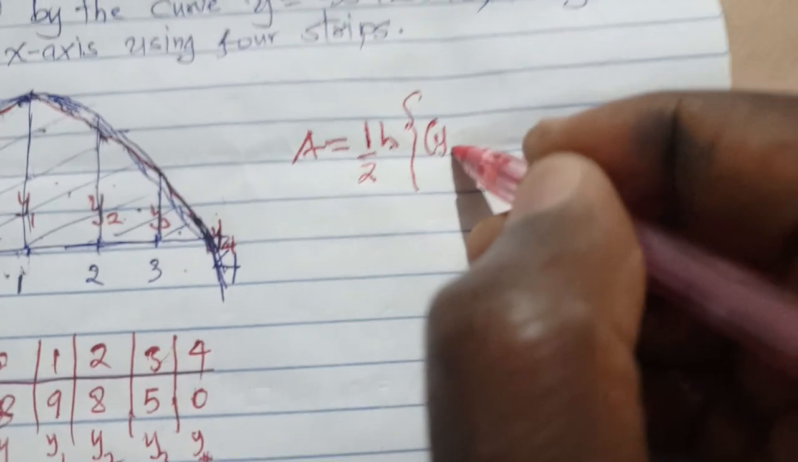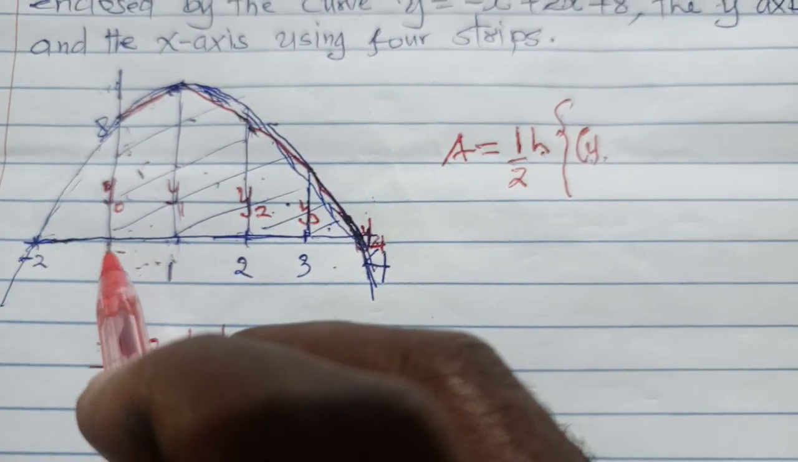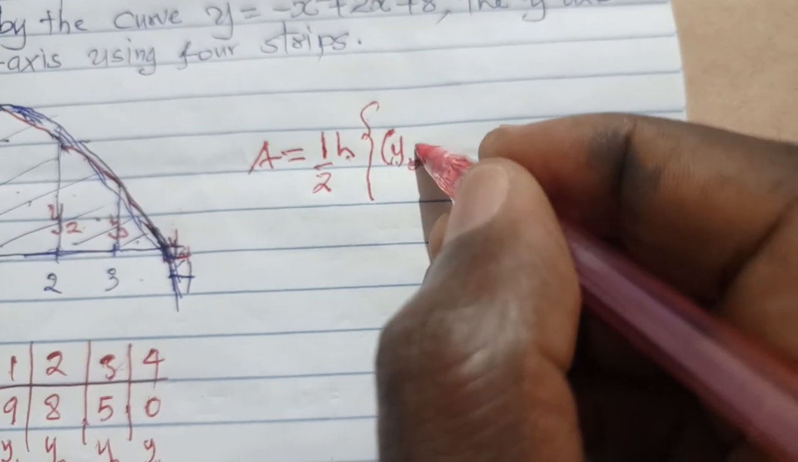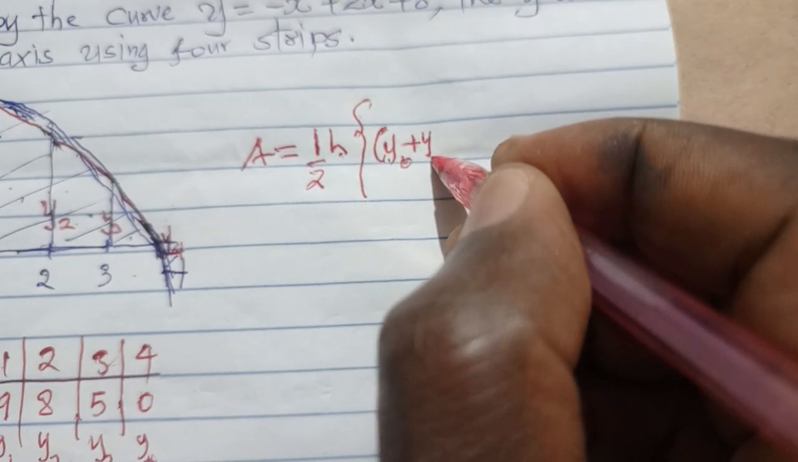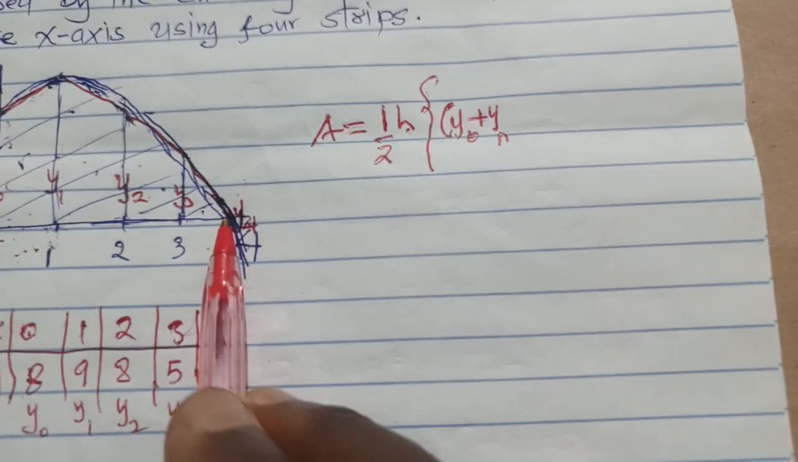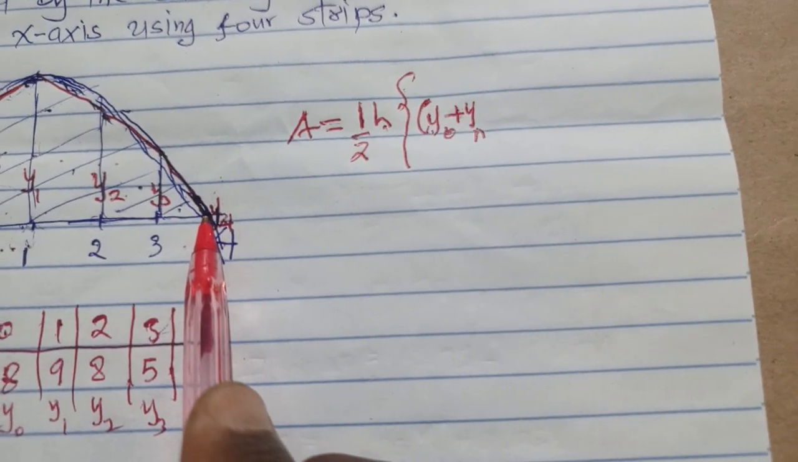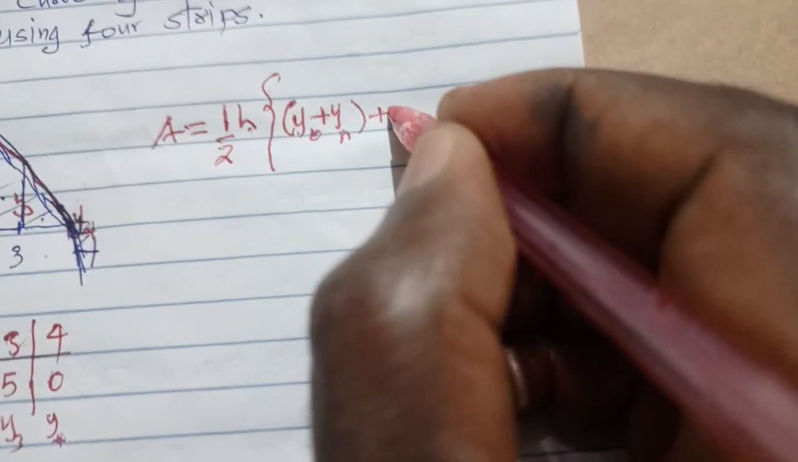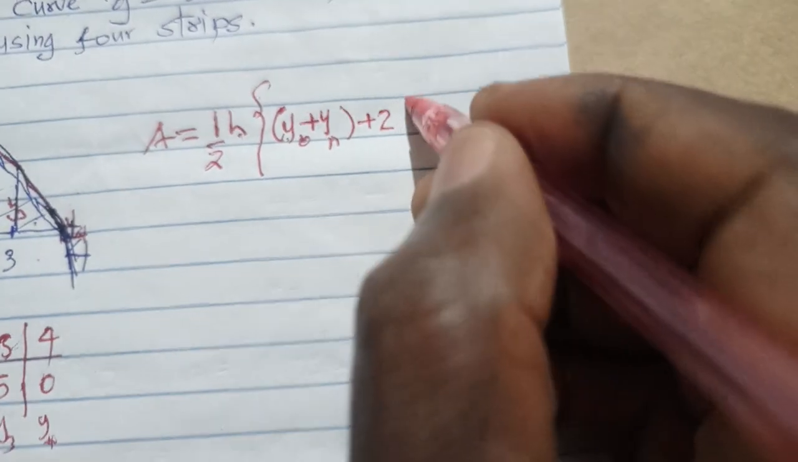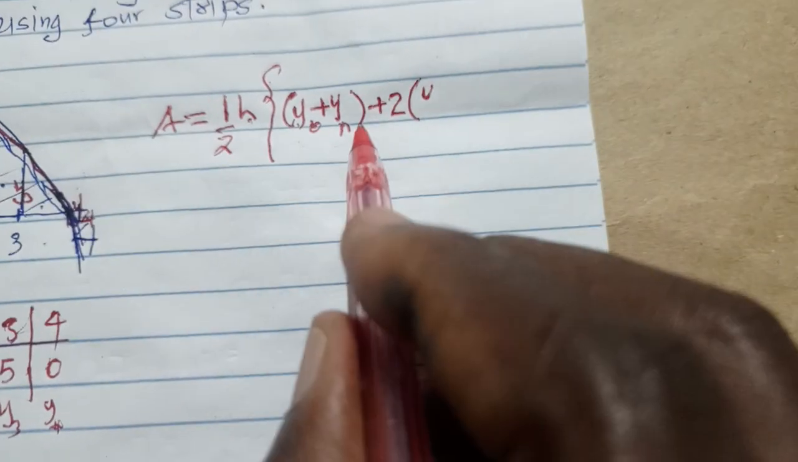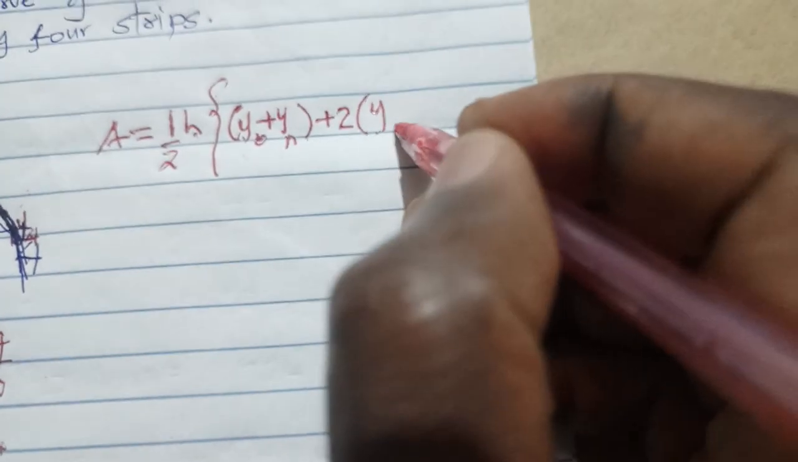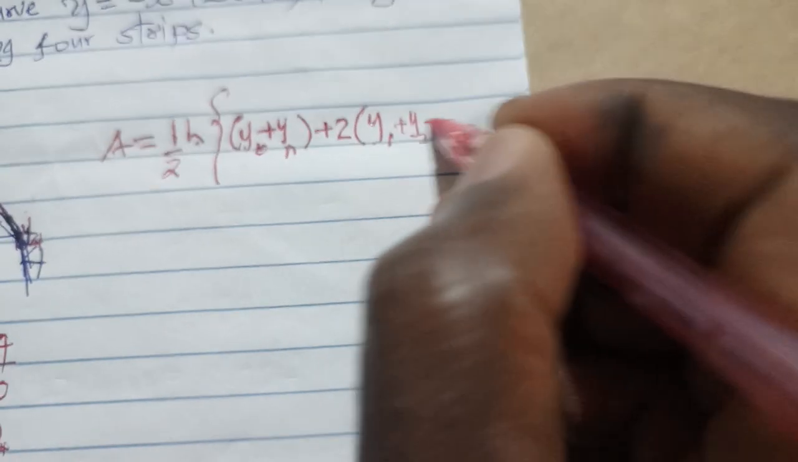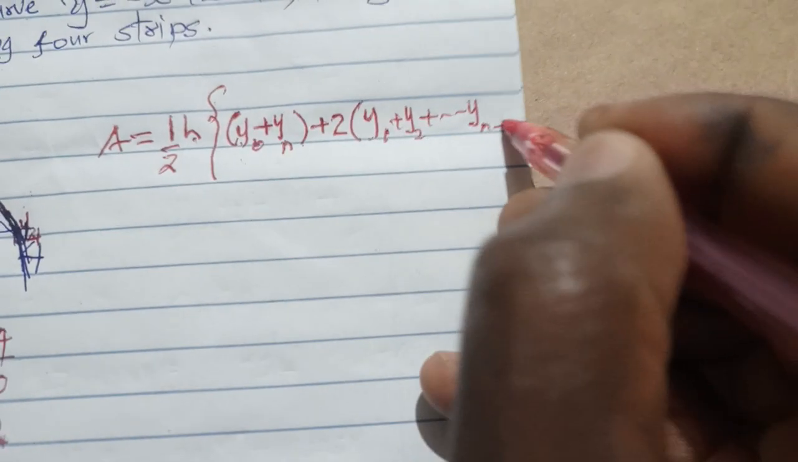The first bracket has the first y, this one, at the extreme edge, which we call y naught, and then it also has the last y at the extreme right or the other extreme edge, yn. And then plus the other bracket we have 2 times. Now this starts with y. If here we have y naught and yn, in the other bracket we'll have y1 plus y2 all the way up to yn minus 1.